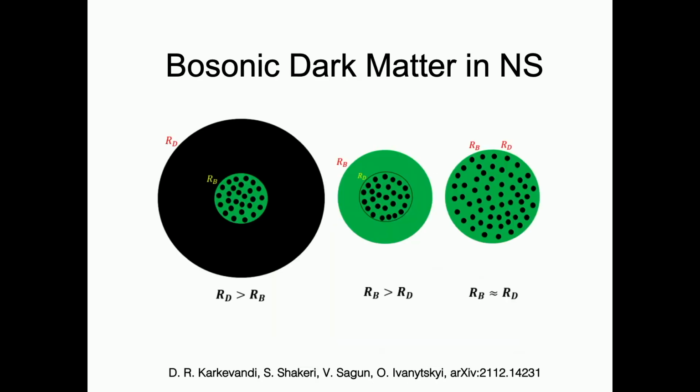So coming back to the question of dark matter in neutron stars, there are these three types of possibilities: where the dark matter is inside the neutron star, or when the dark matter is all over the place, not only inside but also outside, or when it's confined in the core, or when it's just uniformly distributed.